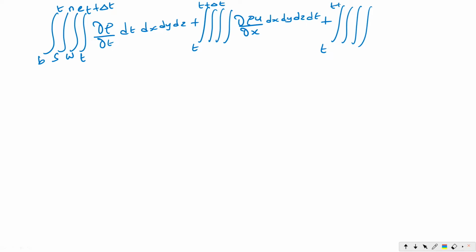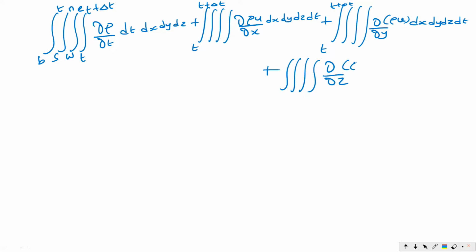T equal to t plus delta t, ∂/∂y of (ρv) dx dy dz dt, plus one more term, I hope you can write on your own, ∂/∂z of (ρw) dx dy dz dt equal to 0. So this is nothing but t equal to t plus delta t. Now let us come to the first term and try to integrate with respect to time.